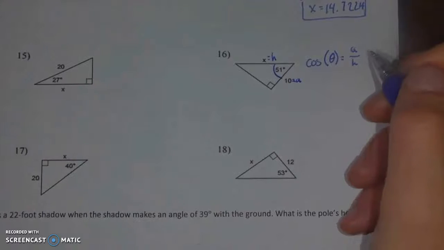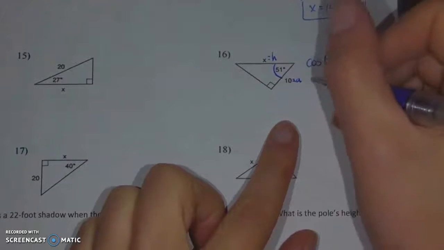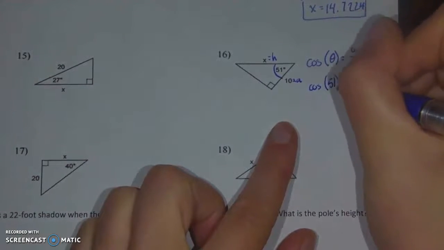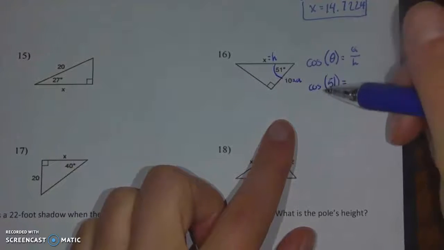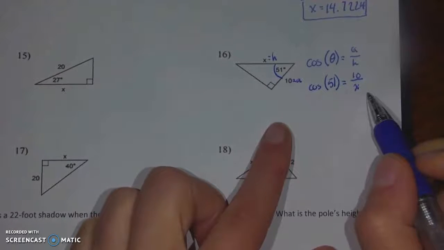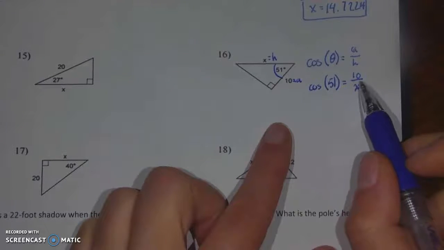Now this is where a couple of you guys had some problems. When you fill this in, we know that we have the cosine of 51, but what happened here is a couple of you guys switched the A and the H. 10 here is A, and H is x. So currently we don't know what the answer is.